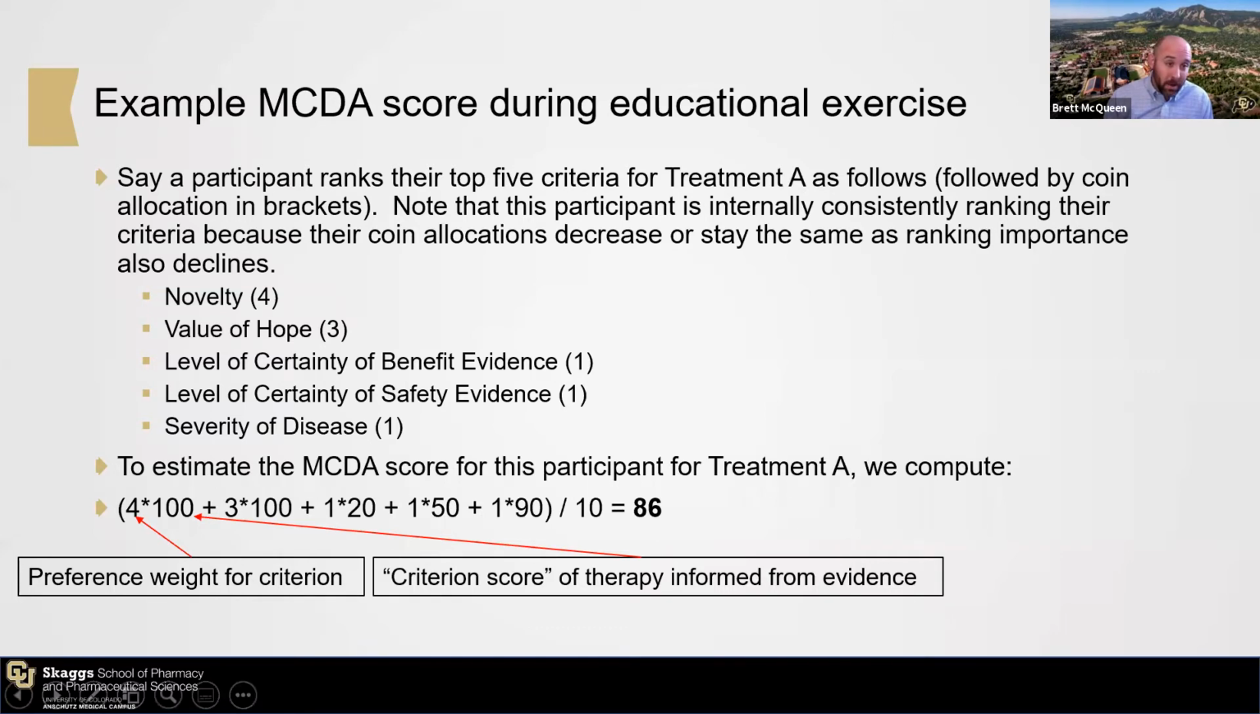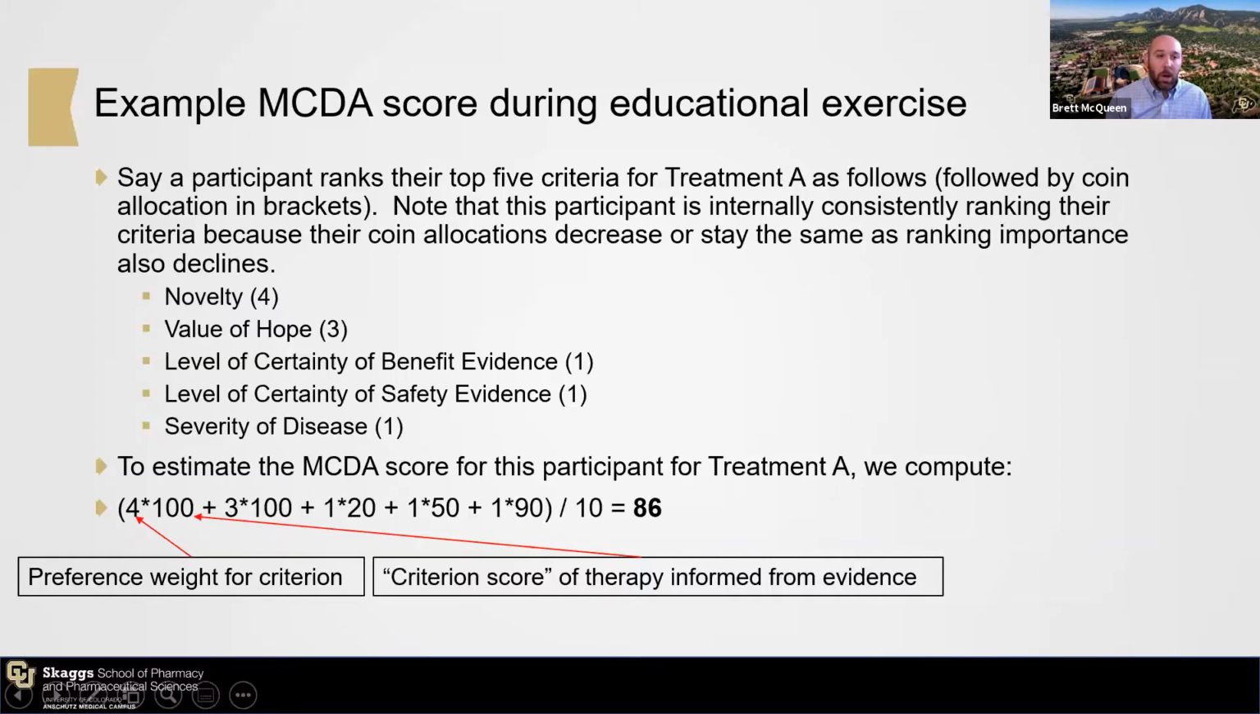So you can see here that while they ranked all 5 of these, novelty and value of hope was about 70% of the importance of those 5 criteria. So they placed a lot of weight on sort of the novelty of the therapy and then the value of the potential for a cure. So when we estimate the score, we want to combine the preference weight from this participant, so the 4, 3, 1, 1, 1, and then we have the criterion score, which I mentioned before was pre-specified.